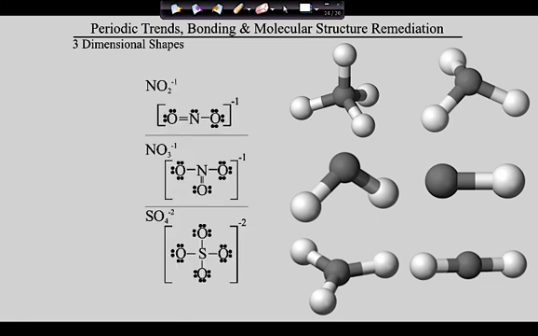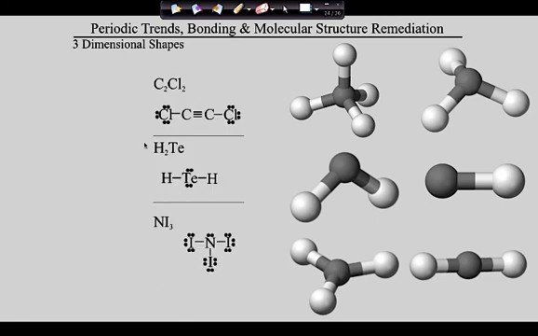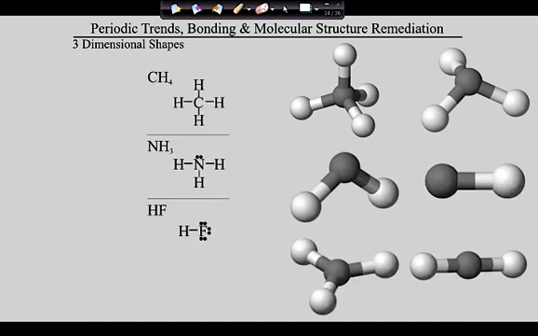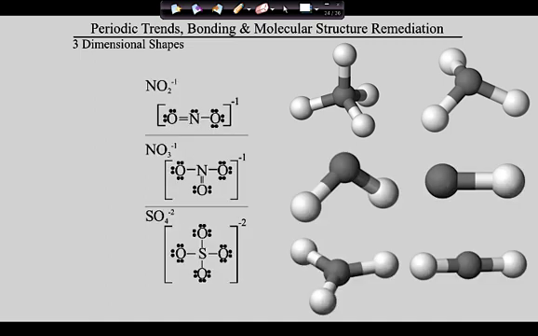Looking at some more examples. We take a look at NO2 minus. When we take a look at NO2 minus, you will notice that we have 1, 2 bonds. Notice that one of them is a double bond, but we still count it as one region of bonding. So we have 1, we have 2.